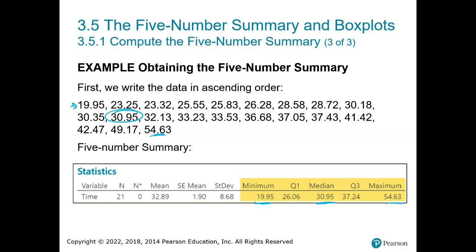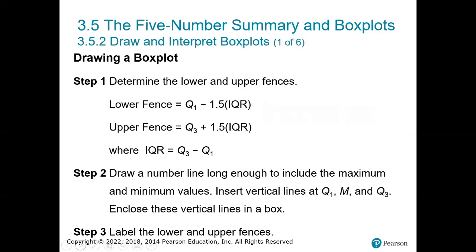It is not going to tell me, though, what my lower and upper fences are. That is something that I would have to calculate by hand. So before we can draw our box plot, we do have to double check our upper and lower fences. We need to determine the lower and upper fences, remembering we use these two formulas: Q1 minus 1.5 times IQR, and Q3 plus 1.5 times IQR.